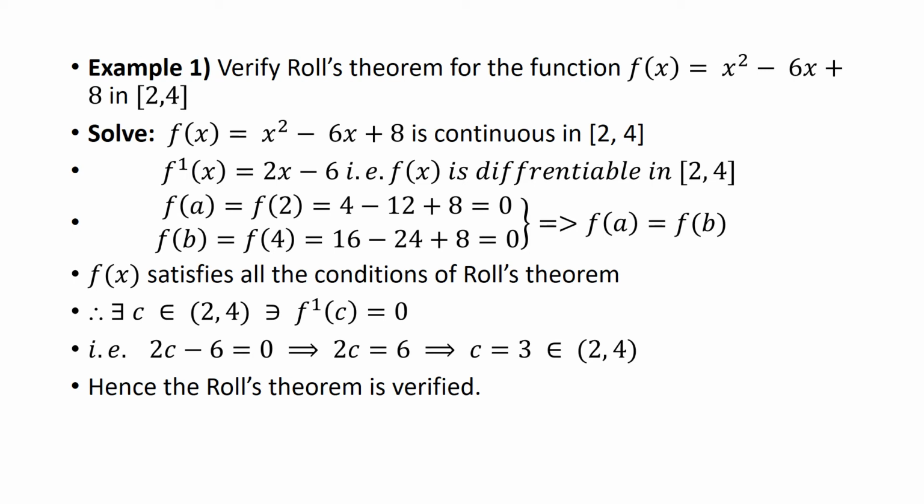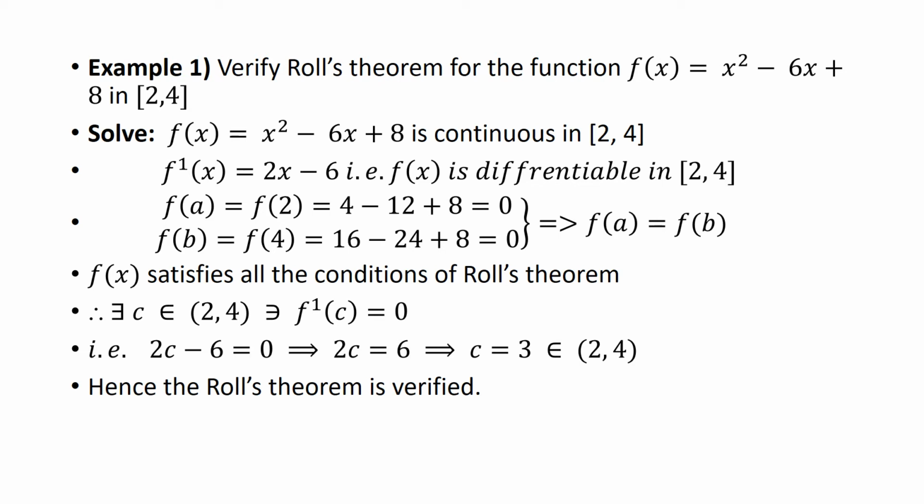And the example, verify Rolle's theorem. We shall see the examples on Rolle's theorem. So verify Rolle's theorem for the function f of x is equal to x square minus 6x plus 8 in the closed interval 2 comma 4. So the given function f of x is equal to x square minus 6x plus 8 is continuous in 2 comma 4. So f dash of x is equal to 2x minus 6.